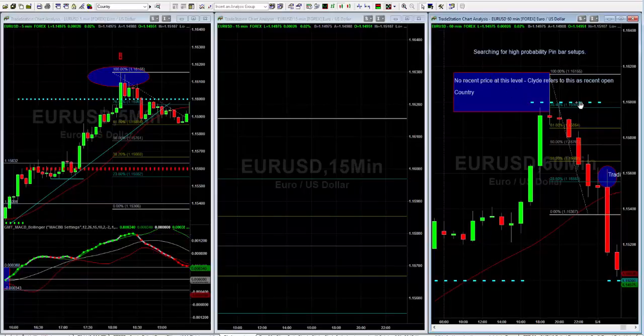What else do you notice as far as an area of confluence here? What else do we have on this pin bar that makes us pretty excited about the fact that we've got the pin bar set up? What else do you notice?